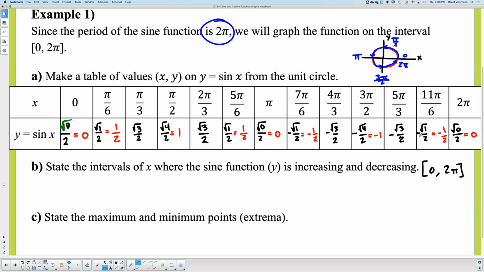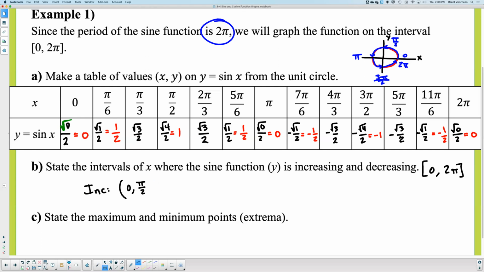From 0 to 2 pi, are we always increasing? Where did we stop increasing? We started increasing, where did we stop? Pi over 2, this spot here, and then we started decreasing. So we're increasing, and when you do increasing, decreasing, use parentheses. We increase from 0 until pi over 2.